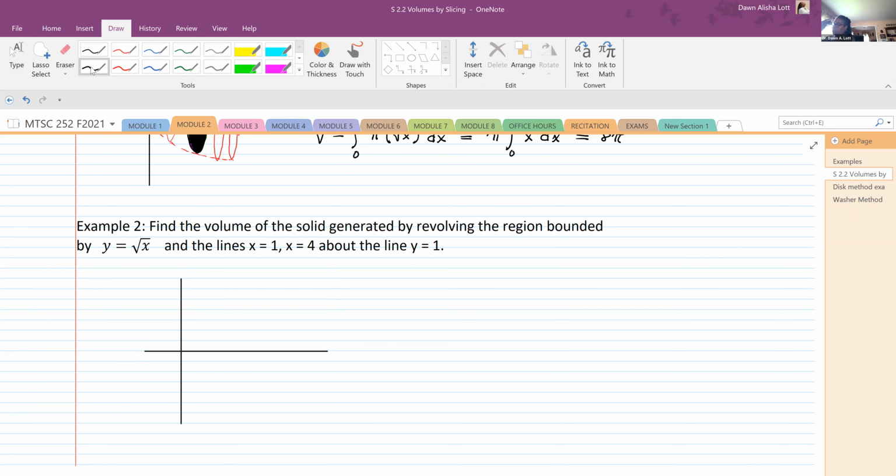Okay, so y is equal to square root of x again. I'm going to be a little bit more precise. I've got to go from 0 to 4. So I know at 0, it's 0. At 1, it's 1. At 4, it is 2. Okay, so here's my curve. There's y equals square root of x again.